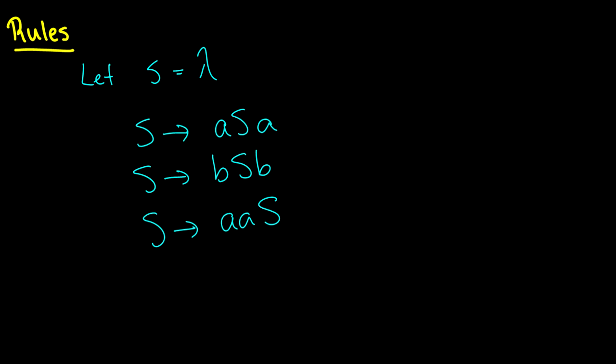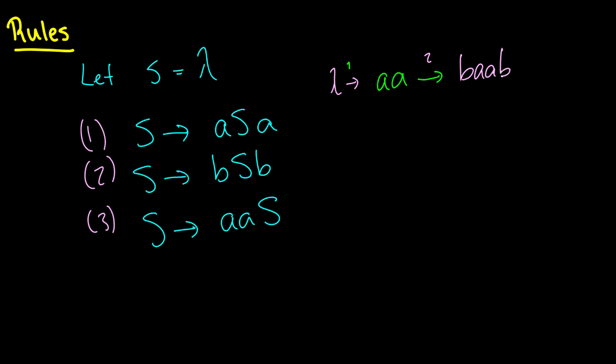So if we start with lambda, we can choose one of these to go to. So let's say we have lambda, and we'll call this rule 1, rule 2, rule 3. What we'll do is we'll use rule 1, and we're going to get AA. Now what we can do is we can use rule 2, and we can get BAAB. Let's go a little bit crazy, and now we'll use rule 3. So we'll get AABAAB. And you can specify your language with these rules.